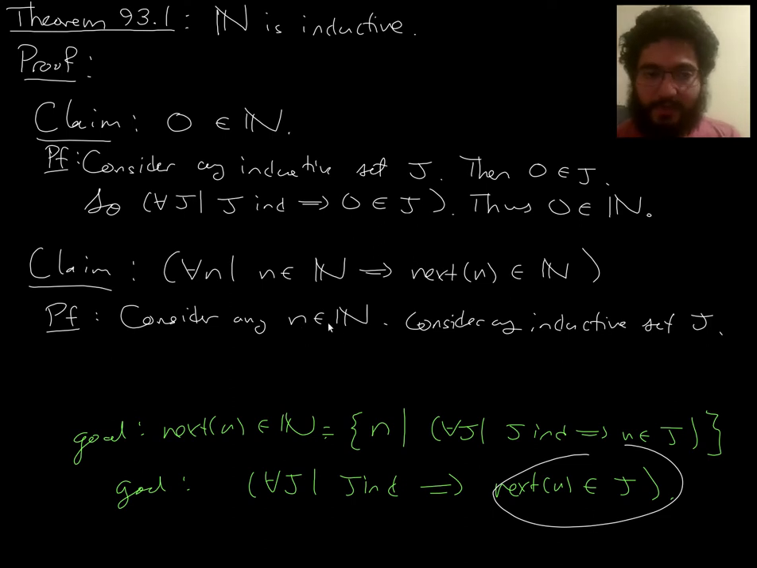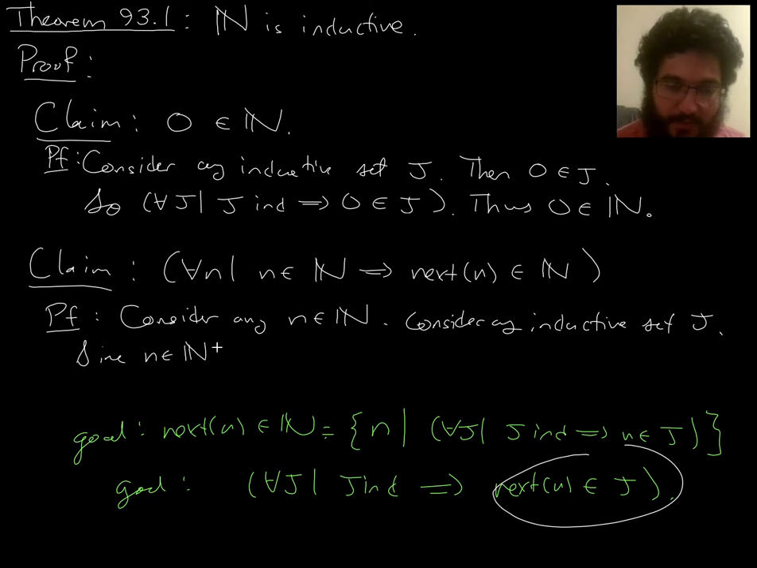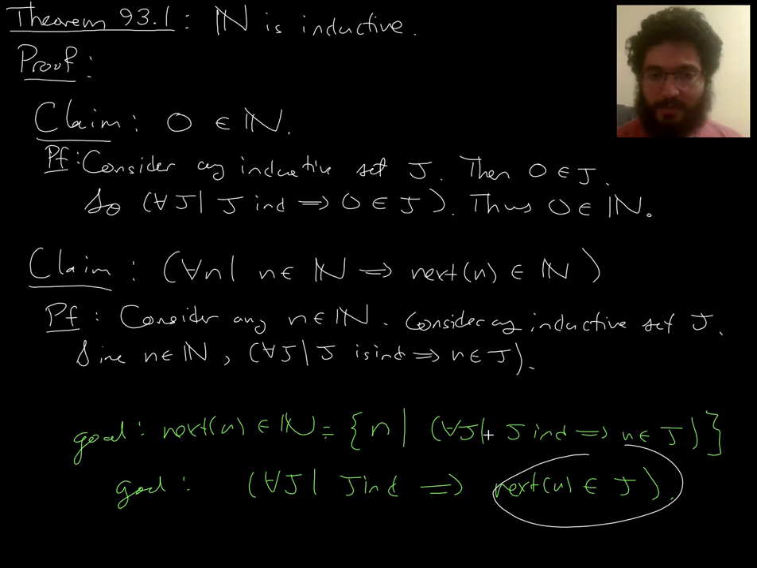Well, I know that n is in the set of natural numbers. I have not really unpacked that yet, so maybe I should unpack that. Since n is in the set of natural numbers, what does it tell me? It tells me n is in every inductive set, right? That tells me that for all j, if j is inductive, then n is in j. That's what it means to be in the set of natural numbers. Axiom 5. Okay, well then in particular, n is in this particular j, right? This is an inductive set.